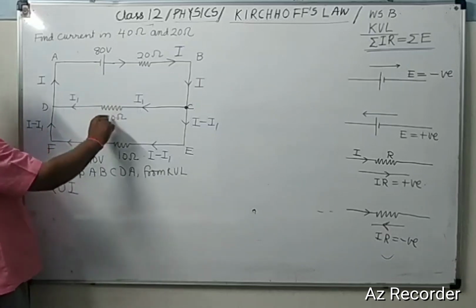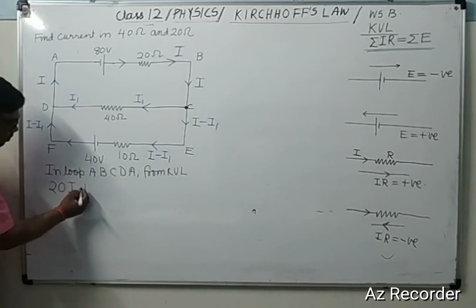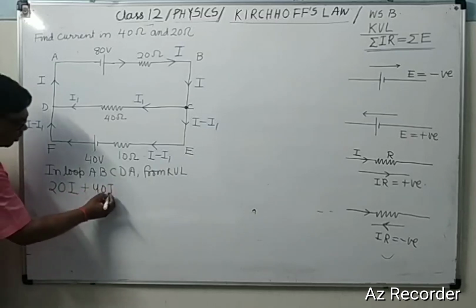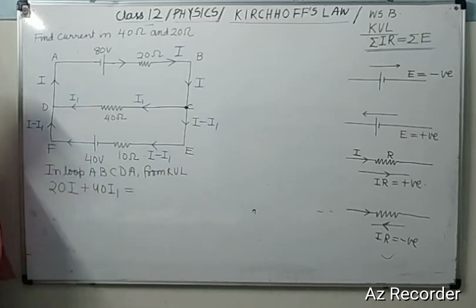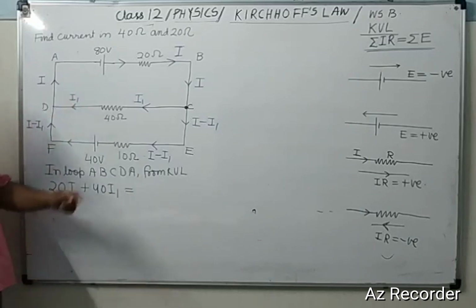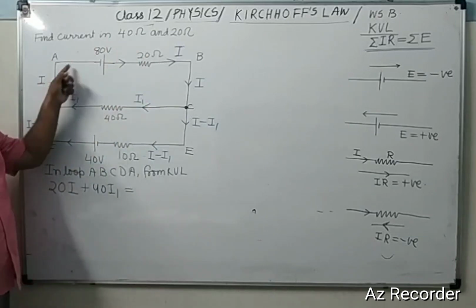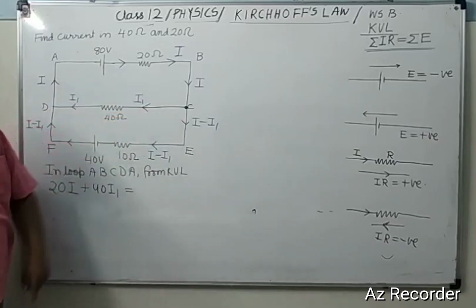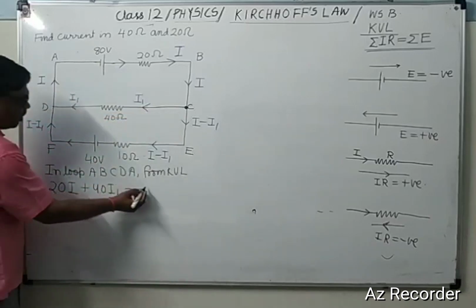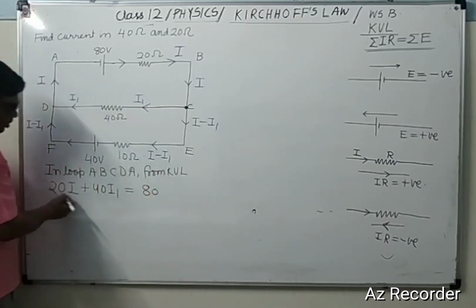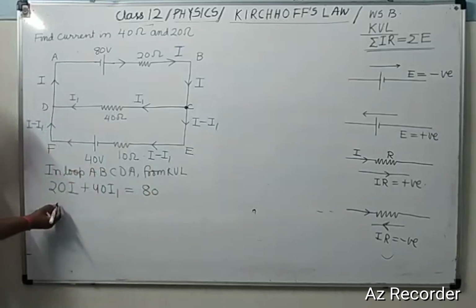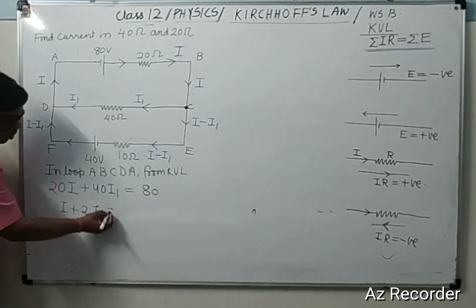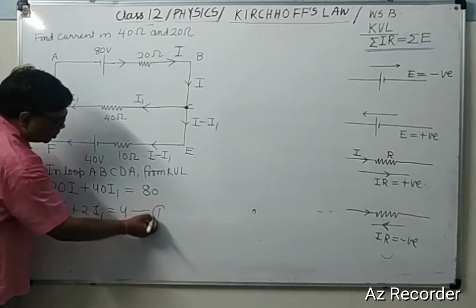I is I1, R is 40, so with positive sign it is 40I1. It will be equal to, there is no other IR. Now this is the source of EMF that you are crossing in what way? From negative to positive. Negative to positive means EMF will be taken positive. So this equation you can cancel by 20. So it will be I plus 2I1 equals 4. This is equation 1.